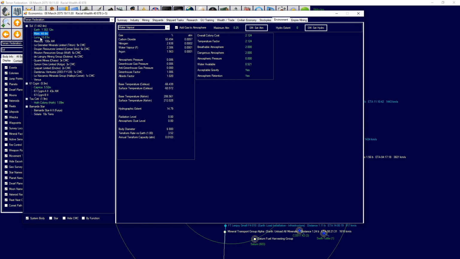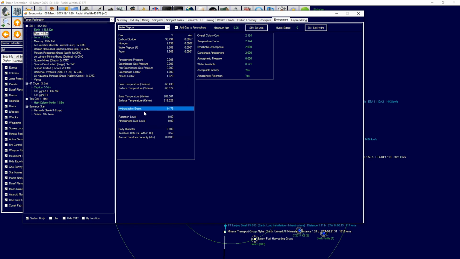So this means the bigger the body is, the harder it's going to be to terraform that body, but the more reward you're going to get from terraforming that body to be habitable, because it can support a bigger population. Then we have radiation and atmospheric dust levels. Now this happens when you nuke the planet, and I go into that in my Xenocide episode for my 100 subscriber special, so I'm not going to go too much into that. Then we have the hydrographic extent, which is the current hydrosphere, essentially.